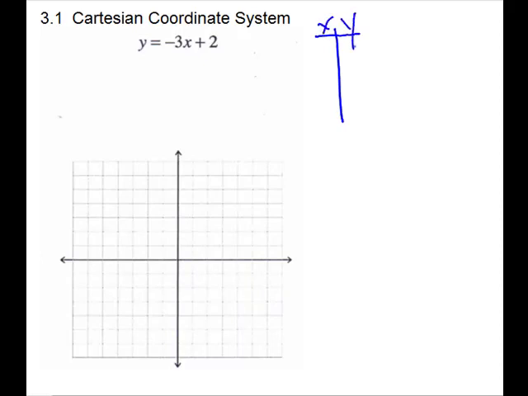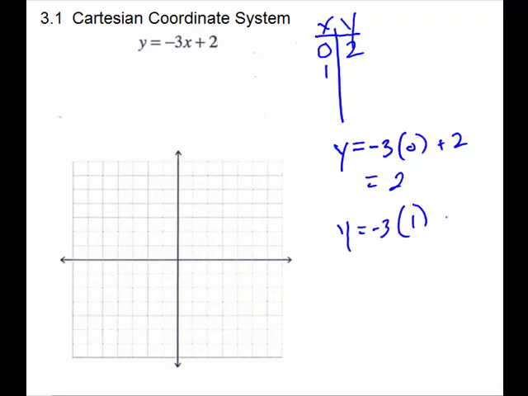Anything we want. So I'm going to pick a 0. 0 is nice because it makes the math easy. And then you plug it in. So y equals -3 times 0 plus 2, which gives you 0 plus 2 is 2. Right? And then we'll pick a 1. So y equals -3 times 1 plus 2, which will be -3 plus 2 gives us a -1.